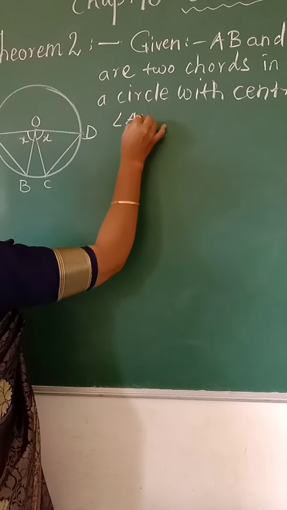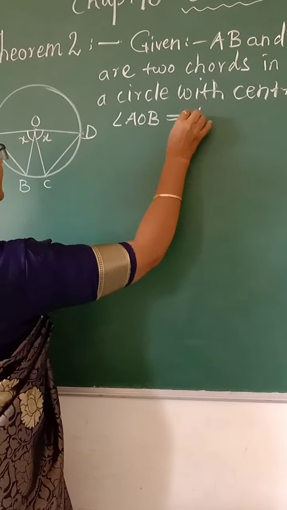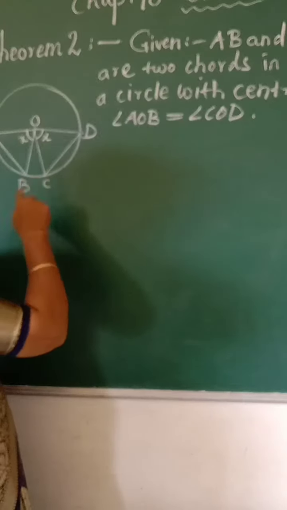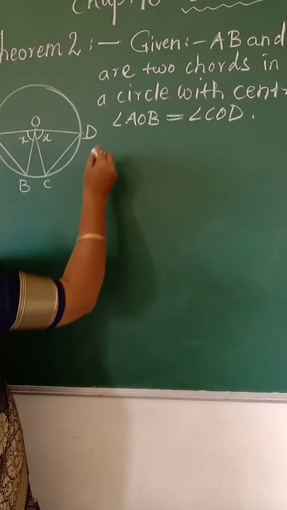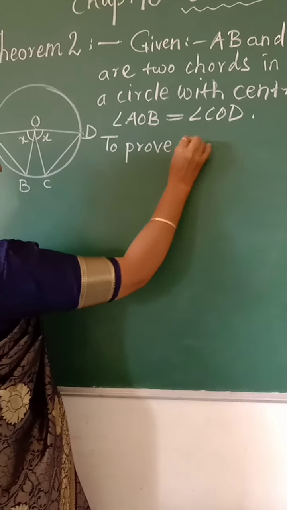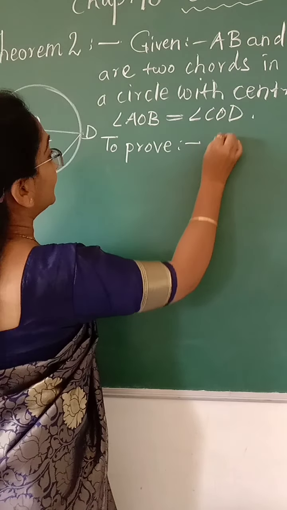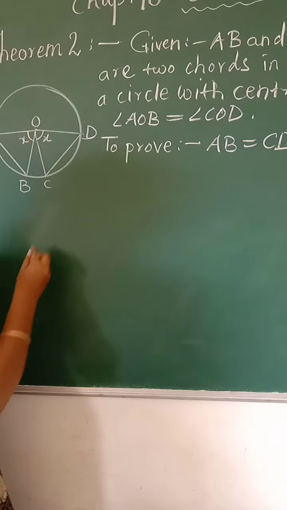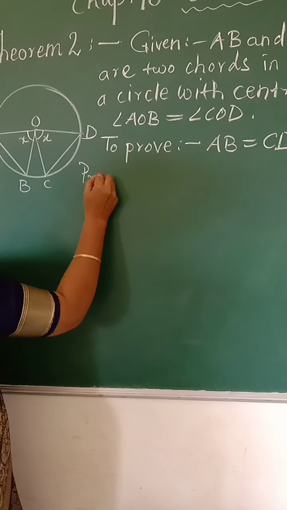Angle AOB is equal to angle COD. These two angles are subtended by these chords. Now, what is to be proved? That chord AB is equal to CD. This we have to show here. Now start writing the proof.